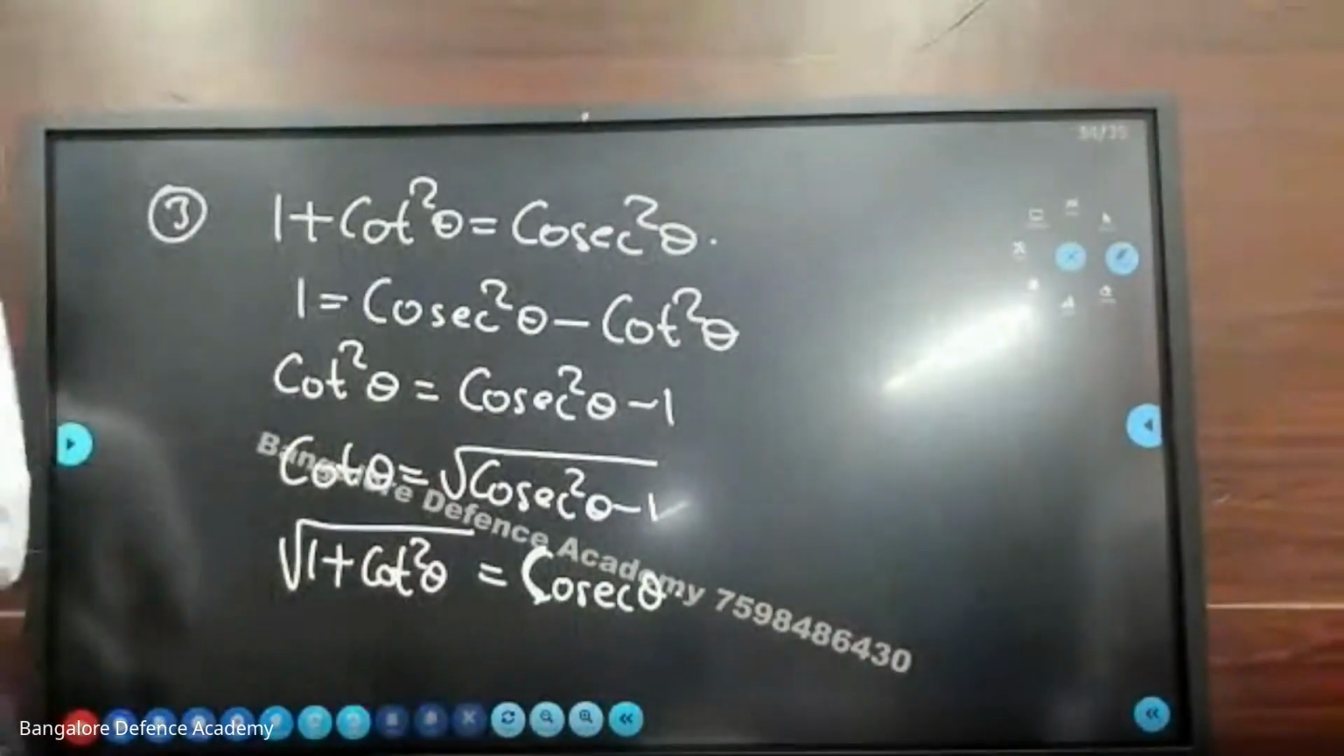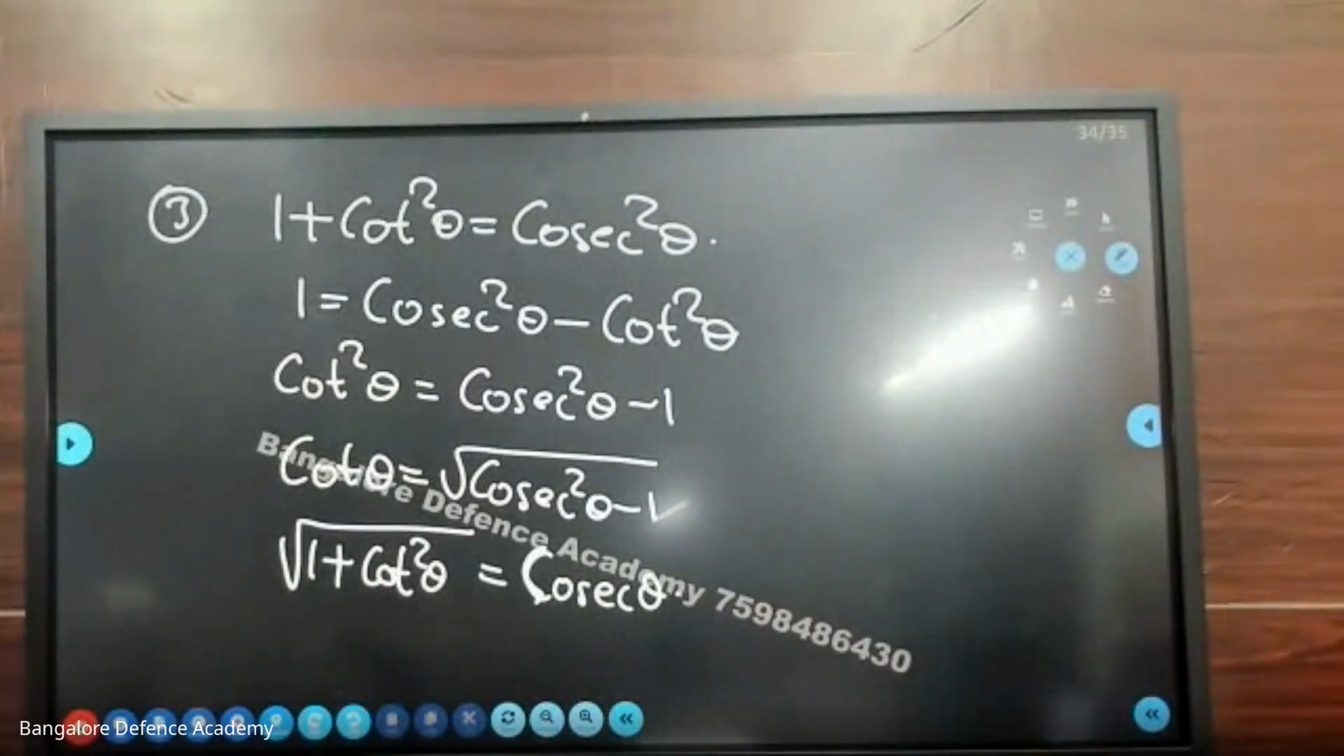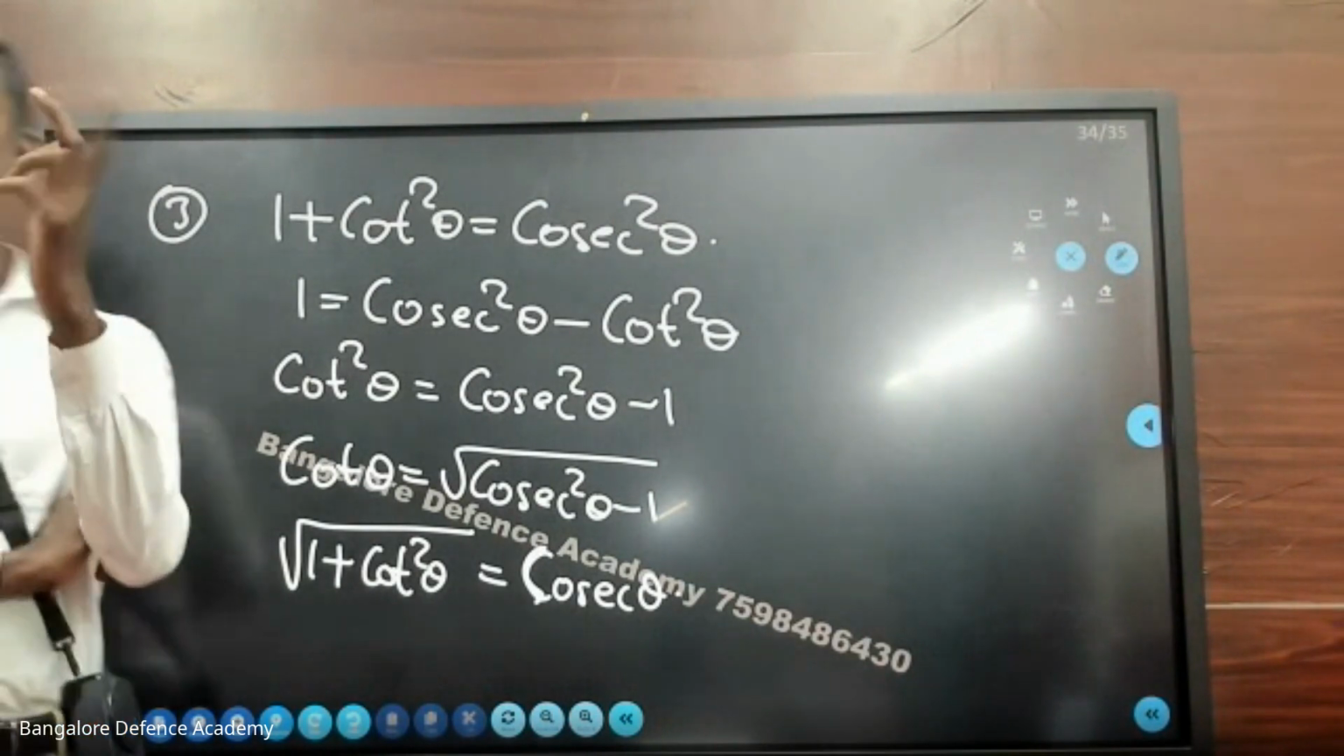Good. 3 identities. Now tell me, 1 plus sine square theta is equal to. Okay, next, 1 plus tan square theta is equal to. Okay, next, 1 plus cot square theta is equal to. Okay, now tell me in terms of sin and cos.